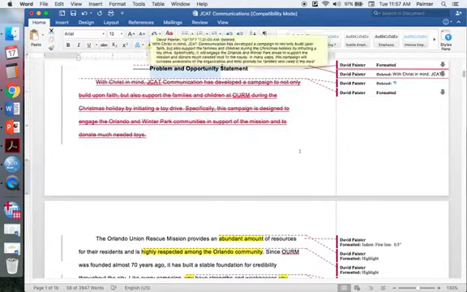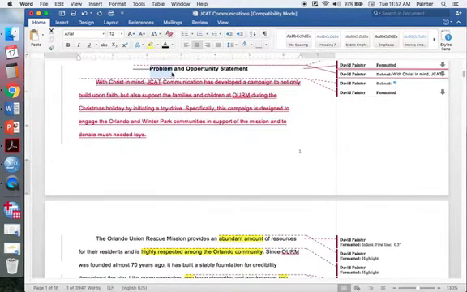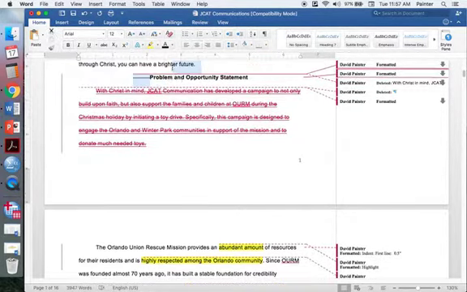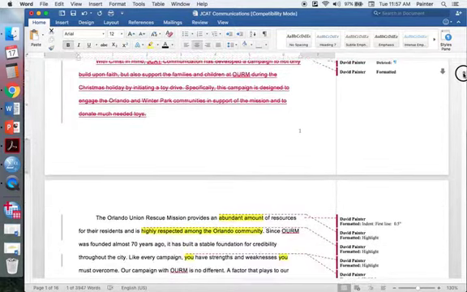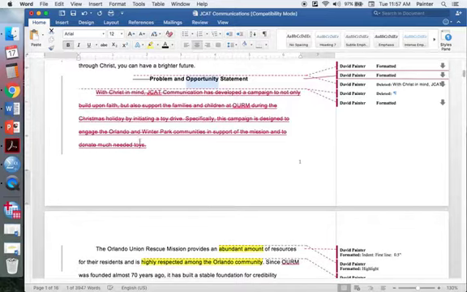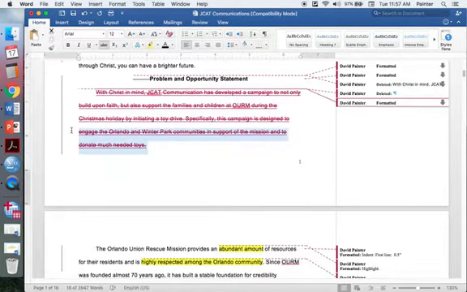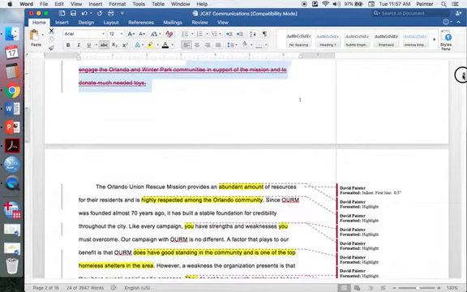Now there's a problem or an obstacle that your client is facing in trying to achieve its mission. And this obstacle or problem also presents an opportunity for your campaign to help your client overcome that obstacle. So in some ways, this content could be appropriate if you're going to explain how OURM is facing difficulties in achieving its mission in providing toys to its children over the holidays.